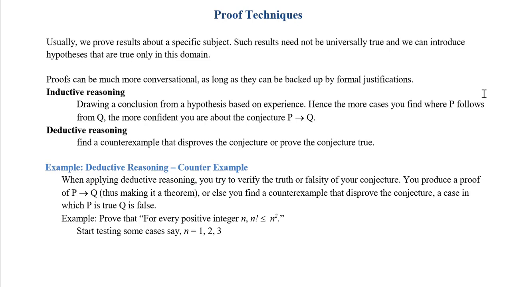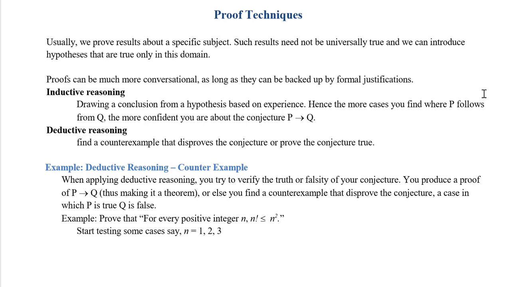So we've seen inductive reasoning in the other section. This is where we draw a conclusion from a hypothesis based on experience, and hence the more cases you find where Q follows from P, the more confident you are about the educated guess that if P then Q. And deductive reasoning, here we find a counterexample that disproves the educated guess, or either prove or disprove this conjecture. So that's what deductive reasoning is.